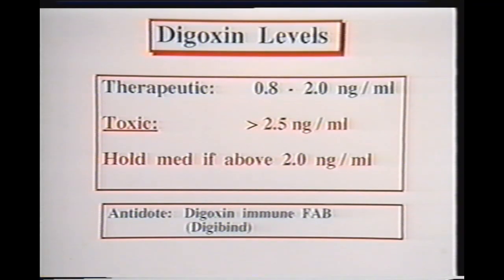You need to know the serum digoxin levels, and this is something you absolutely, positively have to know. Therapeutic levels are somewhere between around 0.8 to 2.0 nanograms per milliliter. Once we get above 2, you need to hold the medication and notify the physician. And when you get about 2.5, potentially fatal toxicities occur.